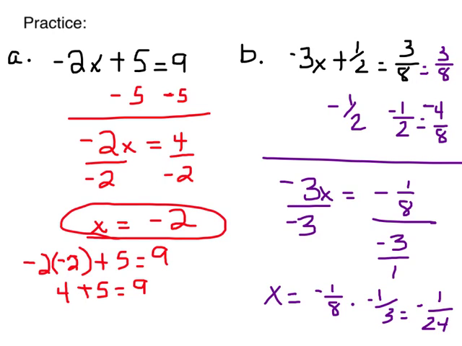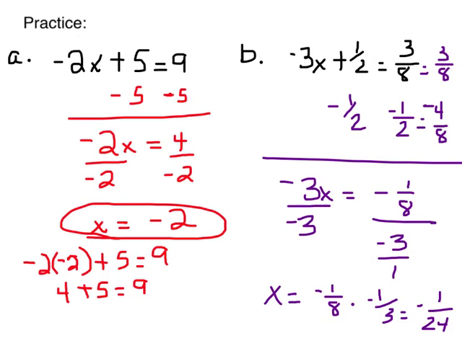In B, negative 3x plus 1/2 equals 3/8. Alright, I'm going to have to subtract 1/2 on both sides, and before I can do that, I have to get a common denominator, which is then 8, and I convert negative 1/2 to negative 4/8. When I do my subtraction, I'm really saying 3 minus 4, so I get negative 1/8 as my answer. Alright, so I have negative 3x equals negative 1/8.